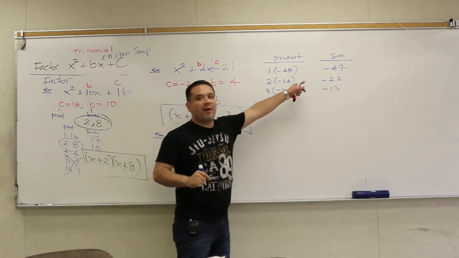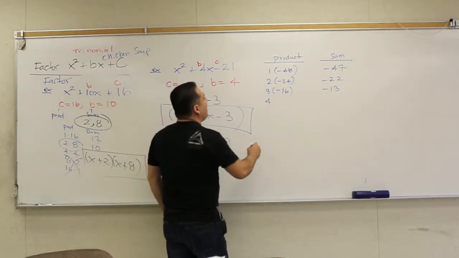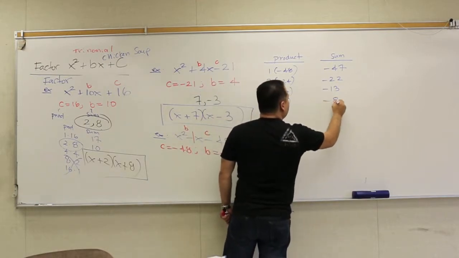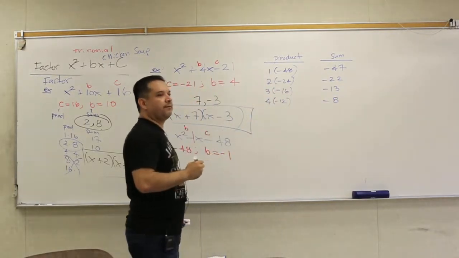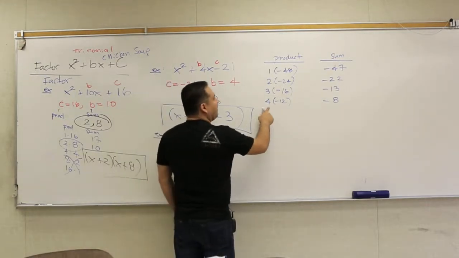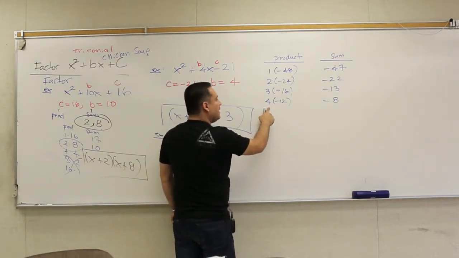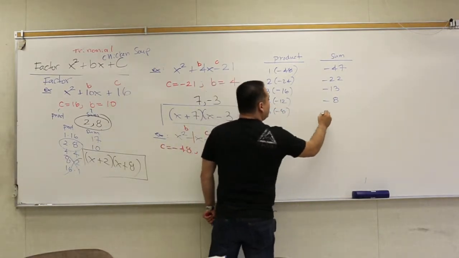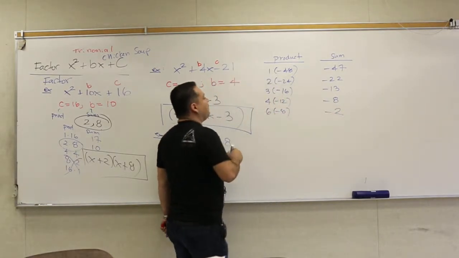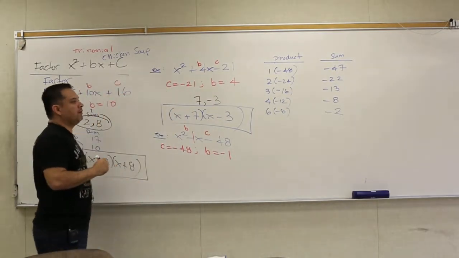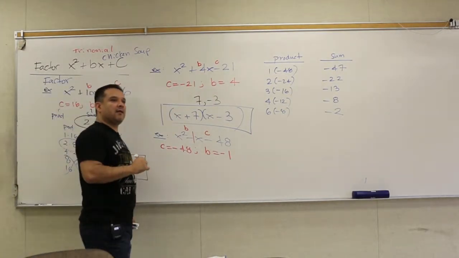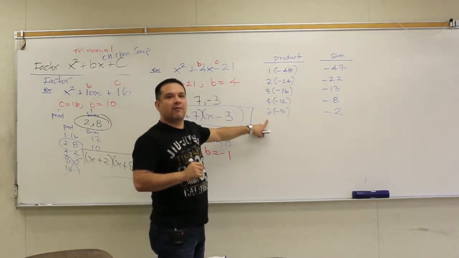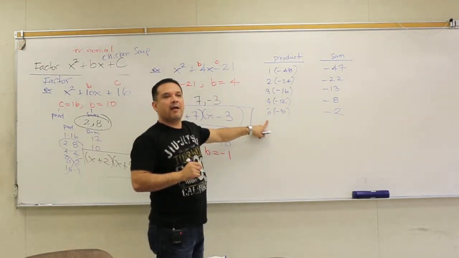I still haven't found my sum. 4 times, I guess it's -12. What's 4 plus -12? -8. 5. Does 5 work? No. 6. 6 times -8. What's that? It is -48, but when I add it, is that -2? You okay with this? So I'm starting from 1, and I'm working my way all the way down to what number? Probably 48. We'll see.